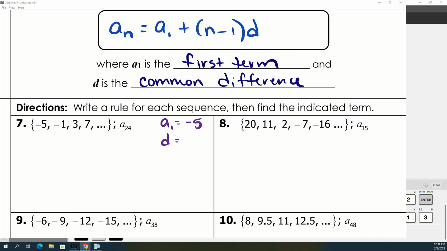So to find the common difference, you might just be able to tell by looking at the numbers. If you can't tell, you would take the second term and subtract the first term from it, or take the fourth and subtract the third. So what do you guys think? What is the common difference? 4, yeah. We're going up by 4 each time.